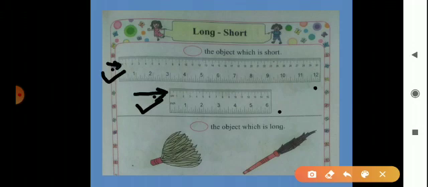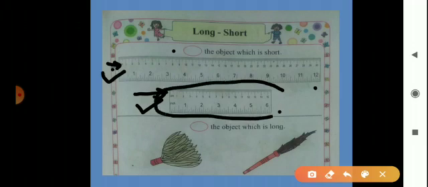and it's short. Why it's short? Because it has no length, so it is short. Okay. So question is circle the object which is short. So second one is short. Second scale is short, so we will circle the second scale.